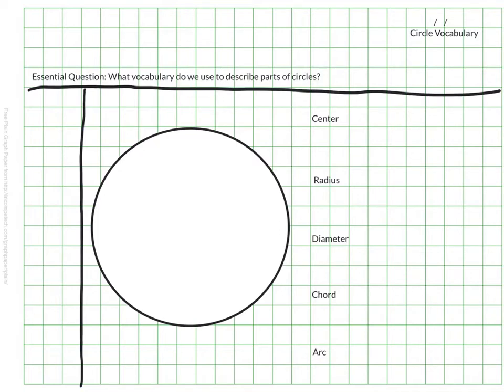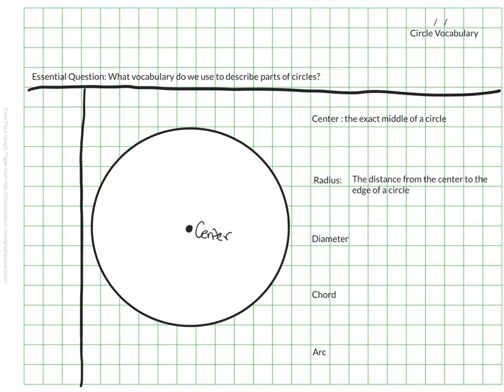The first one we'll look at is the word center, and we'll define that as the exact middle of a circle. So I'm going to go ahead and put a point directly in the middle of my circle. And I'll make that point and then I will label that center.